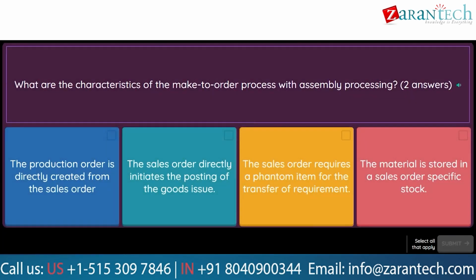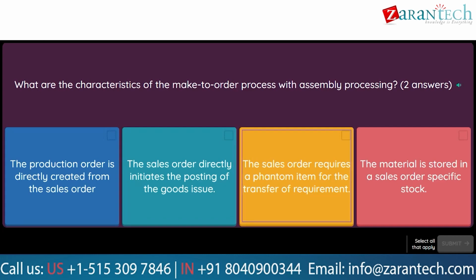Question: what are the characteristics of the make-to-order process with assembly processing? 2 answers. Option 1 the production order is directly created from the sales order. Option 2 the sales order directly initiates the posting of the goods issue. Option 3 the sales order requires a phantom item for the transfer of requirement. Option 4 the material is stored in a sales order specific stock.